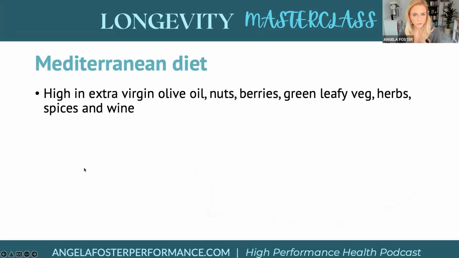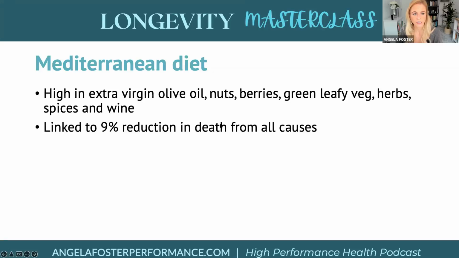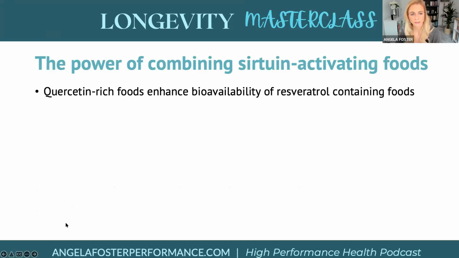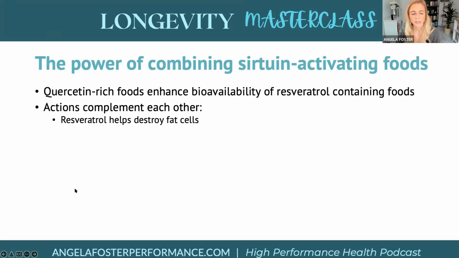Mediterranean diet, so olive oil, really, really good. Again, olive oil is fine to cook with. It's very high in antioxidants, so you can use it to cook with as long as you're not heating it too high. Nuts, berries, leafy green veg, herbs and spices, really, really good for you as well. These are 5 of the key sirtuin activating nutrients. The US diet is about 13 milligrams of these, and Japanese about 5 times higher, and we see them living a long time in Japan. Quercetin rich foods enhance the bioavailability, as I say, of resveratrol, so they complement each other.